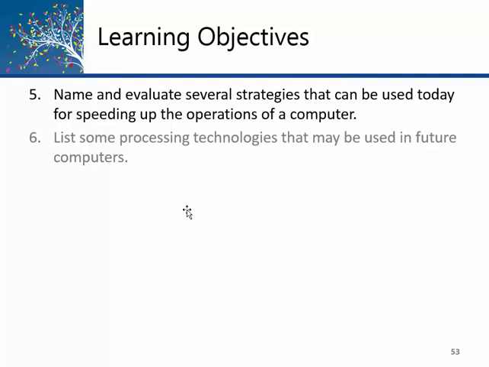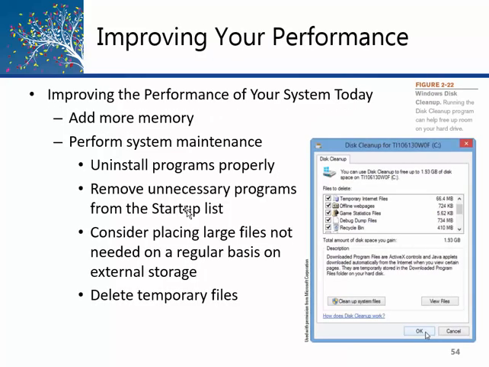All right. Number 5, learn to evaluate several strategies that can be used today for speeding up the operations of a computer. So how do we make our computers faster? You've got a computer somewhere, a laptop or a desktop. What are some things you can do to make it better? Well, adding memory. If you don't have enough memory on your machine, then adding memory can improve the performance. Especially if you have 2 or 3 or 4, 5, 6 programs open, and as you open more programs you see your performance start to degrade, that's a pretty good sign that you might want more memory.